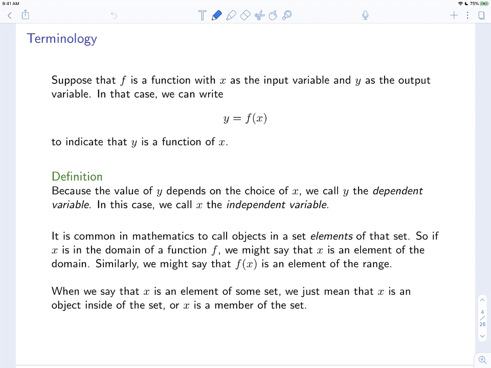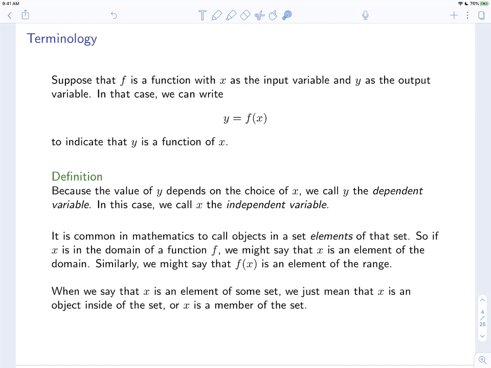So let's talk a little bit about the terminology. Suppose that we have a function that we're calling f, and x is the input variable and y is the output variable. In that case, we like to write y equals f of x as a way to indicate that y is given by a function of x. So x in this case is the input and y is the output. So y equals f of x is just a way of writing down that y is determined by x using the function f as the rule. f is what converts x into y.